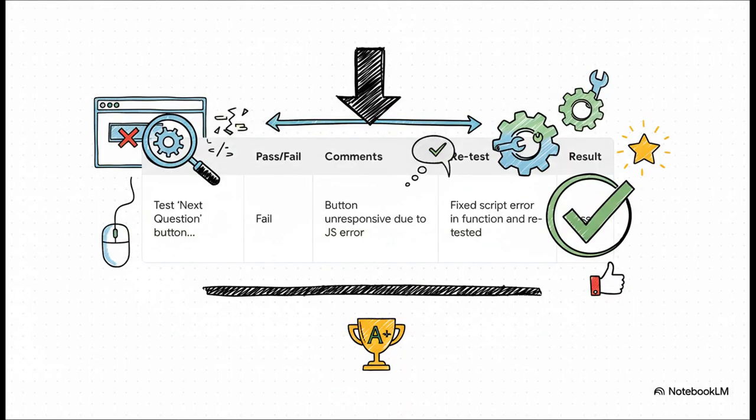And here it is, the whole beautiful process in a single row. I mean, just look at the detail here. The test is super specific, the failure is recorded honestly, no hiding it. The comment explains the exact technical reason it failed. The retest shows what was done to fix it, and the final result is a satisfying pass. That one row is a masterclass in full mark testing.